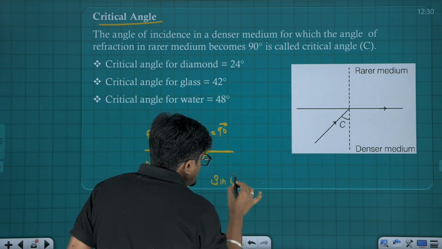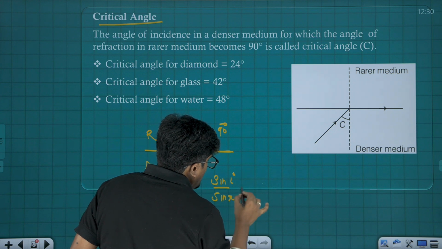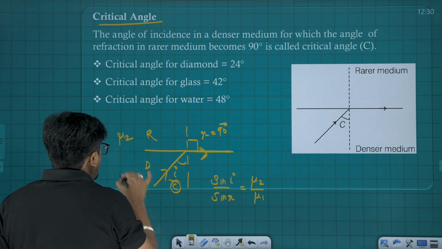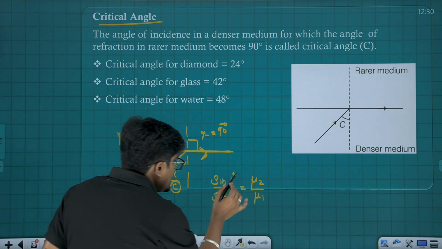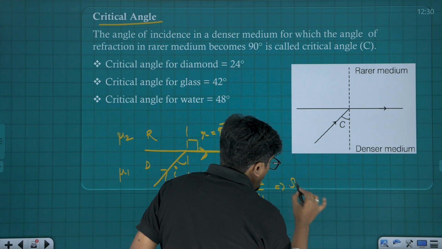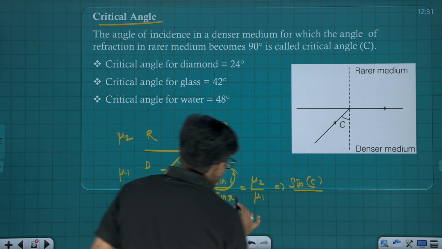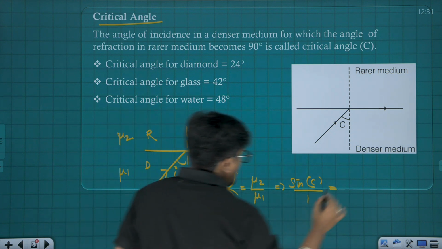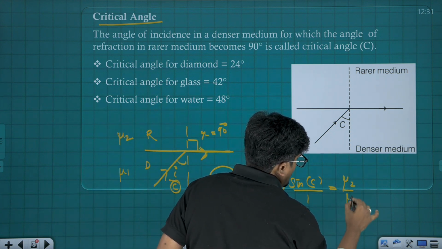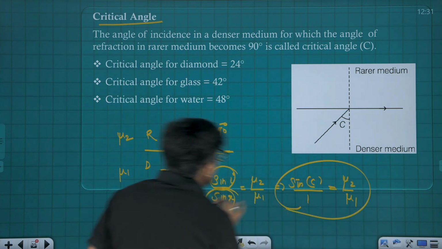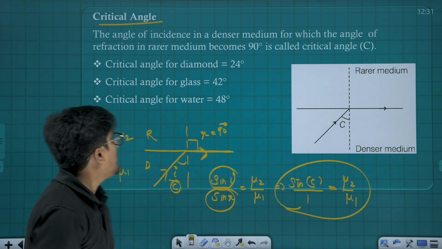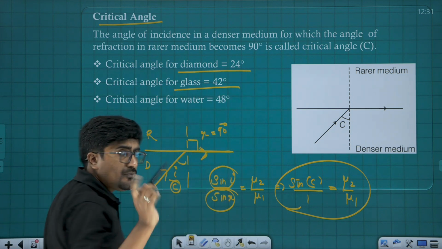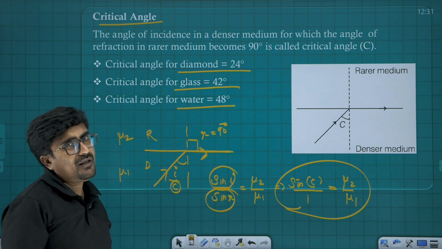From the relation sin i upon sin r equals mu 2 by mu 1, taking this as mu 2 and this as mu 1, sin i becomes sin C, and sin r is 1. That is equal to mu 2 by mu 1. In this way you can get the critical angle for any particular medium. Critical angle for diamond is 24 degrees, for glass it is 42 degrees, and for water it is 48 degrees.